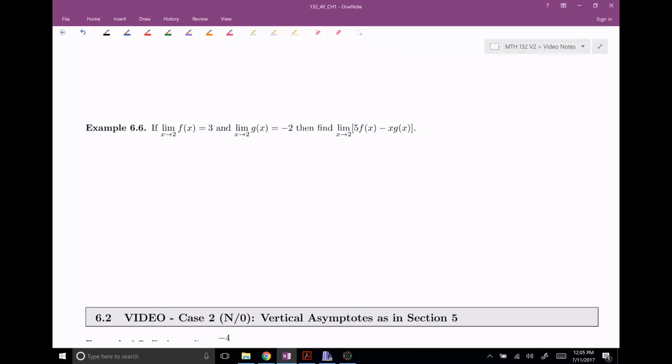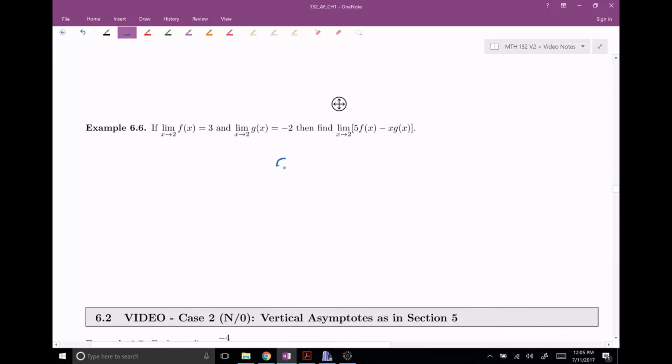Problems like this, we're going to apply the limit laws to. So we have some function. We don't really know a lot about it except for as x gets closer to 2, the function gets close to 3, so the limit is 3. And likewise, g, we don't know a lot of information except for as x approaches 2, the function g approaches -2. We'd like to figure out this complicated limit, so let's apply our limit laws here.